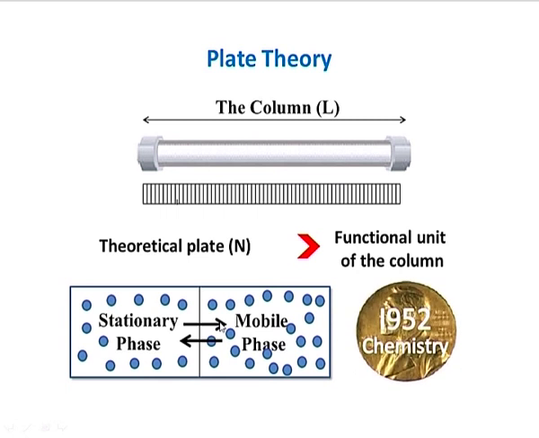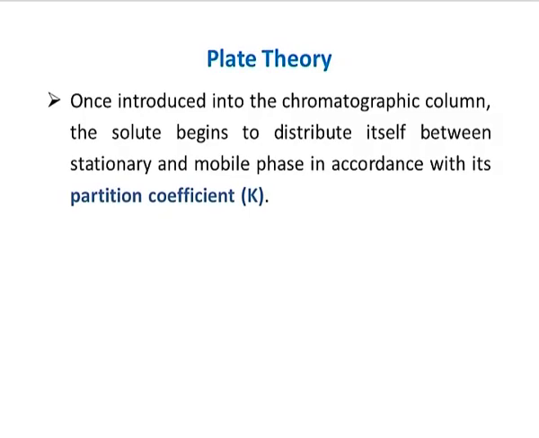What else do we get? As I said, in this theory the Nobel Prize was awarded in 1952 to Martin and Synge. Now, let us try to look at it a little bit further. As I just stated, once introduced into the chromatographic column, the solute would begin to distribute itself between stationary and mobile phase in accordance with its partition coefficient, which is denoted by K.